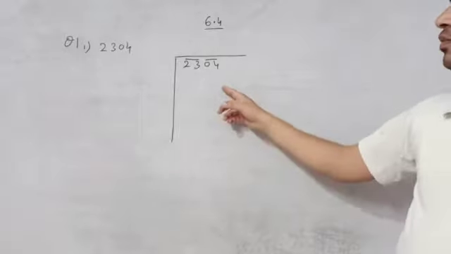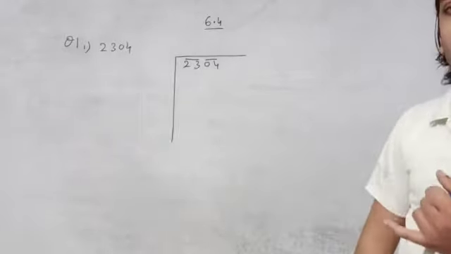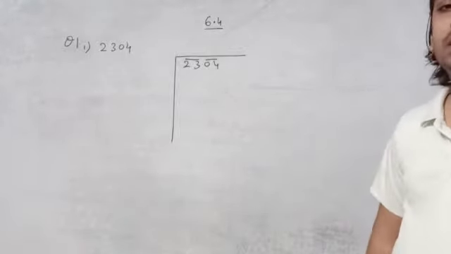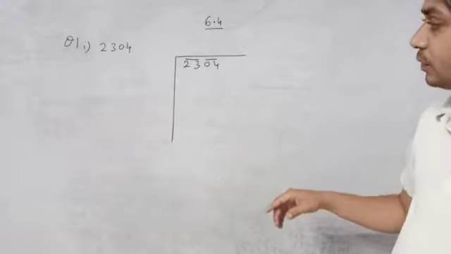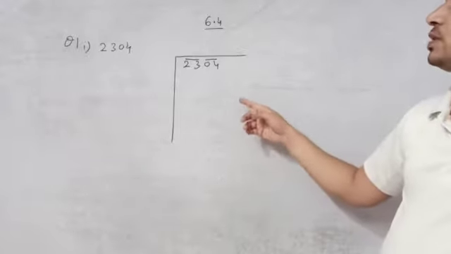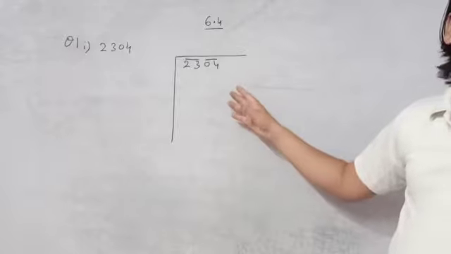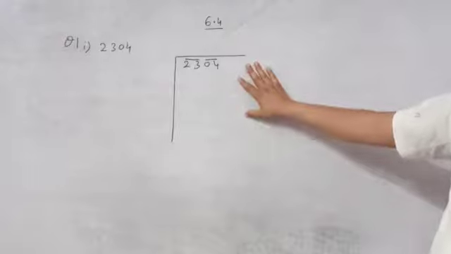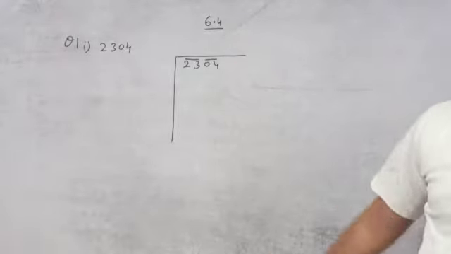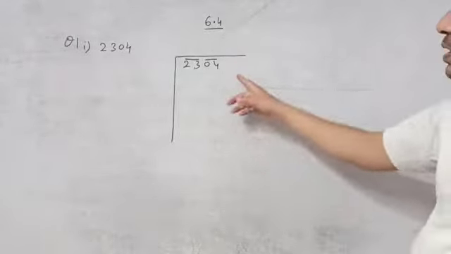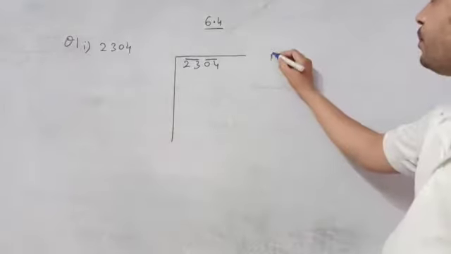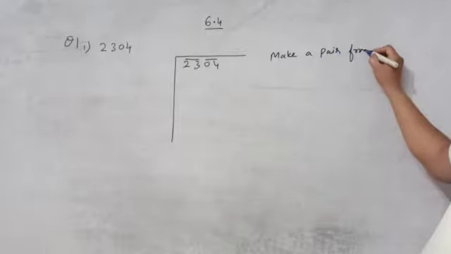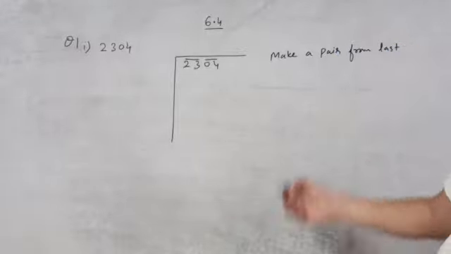There is no other method to find the square root of any number besides this one. With this method we can find the square root of a perfect square, and also of a number which is not a perfect square. This is very important because after this 8th class, this method is not in your syllabus. That's why you have to understand carefully how we are finding the square root. So what is our first step? Make a pair from the last.